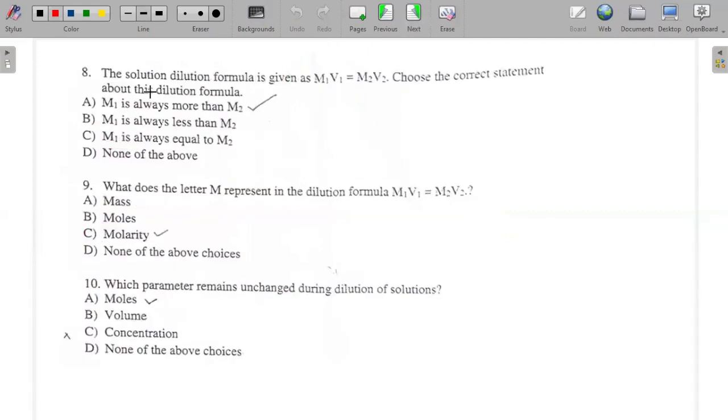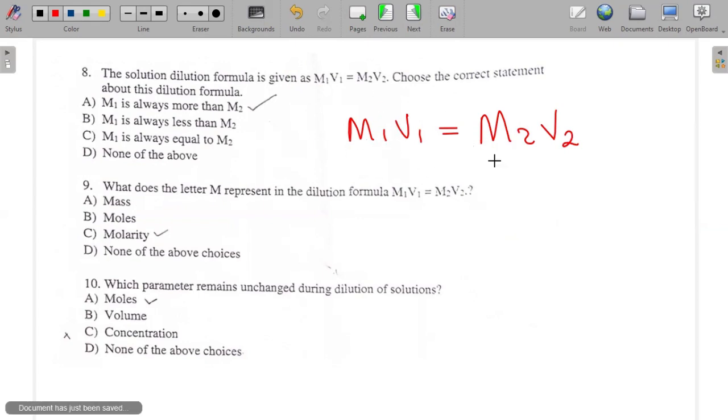Question 8, they're saying the solution dilution formula is given as M1 multiplied by V1 equals M2 multiplied by V2. Before we even answer the question, let us state what these things mean. M1 is the concentration before you dilute, or before you add water to that solution. V1 is the volume before the dilution. M2 is the concentration after the dilution, meaning after you add water. And V2 is the volume after you add water.